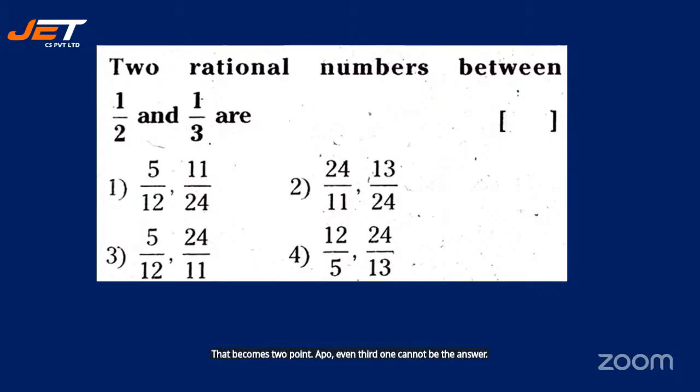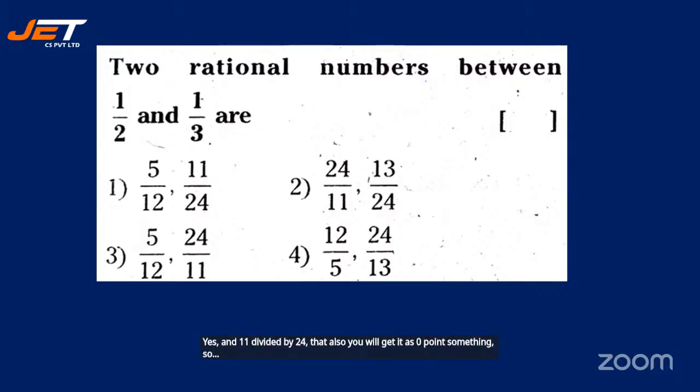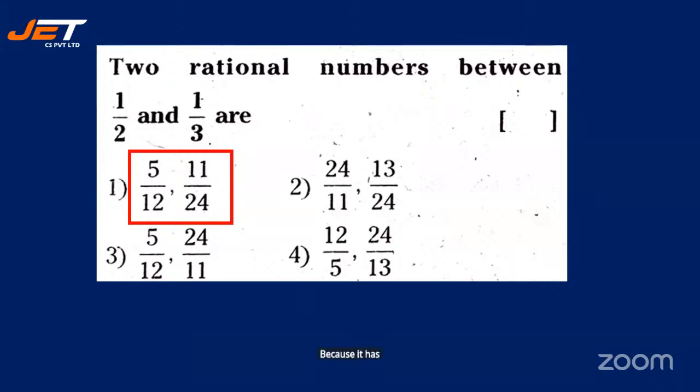Come back to the first one. First one, 5 divided by 12, you will get point something. Yes. And 11 divided by 24, that also you will get as 0 point something. So your possible option could be option 1 only, because it should be less than 1. All right. So let's see how many of you have given me the correct answers as option 1.